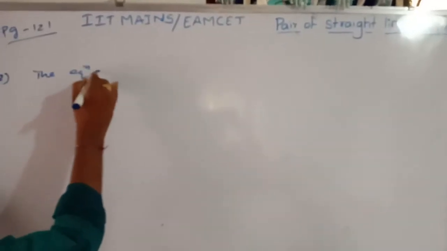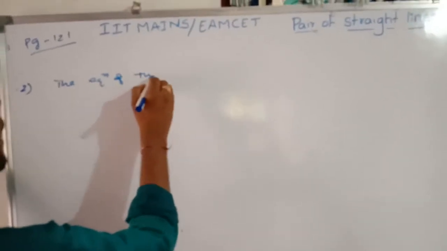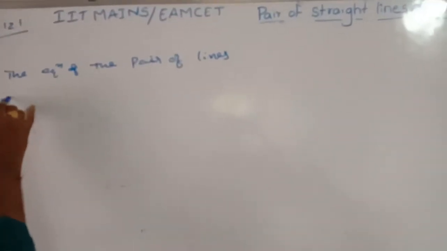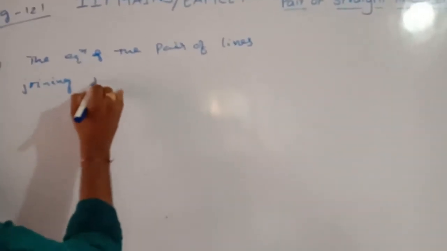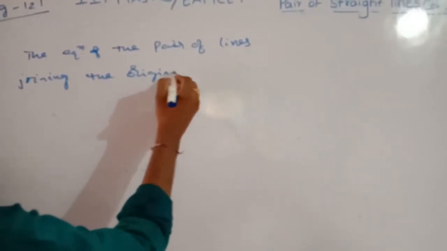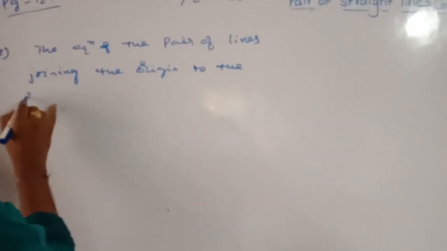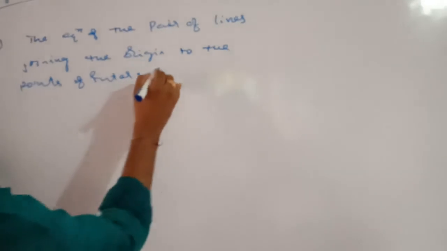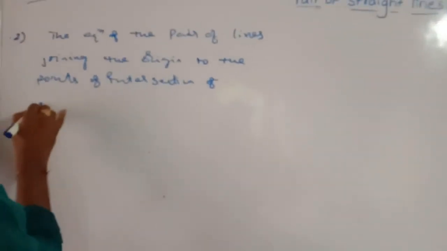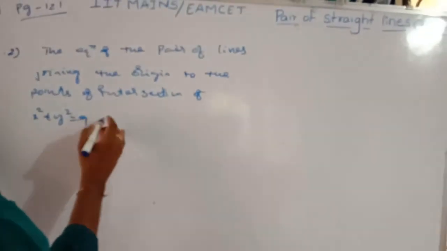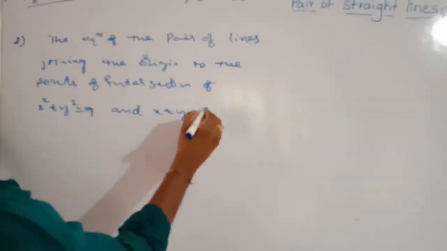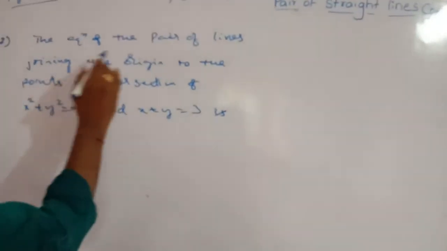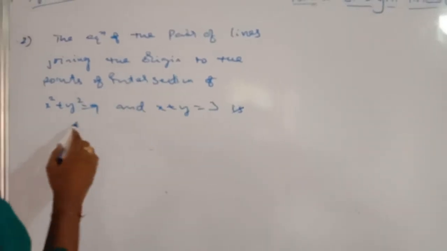The equation of the pair of lines joining the origin to the points of intersection of x square plus y square is equal to 9 and x plus y is equal to 3. Okay, the equation of the pair of lines joining the origin to the points of intersection of this line and this circle.